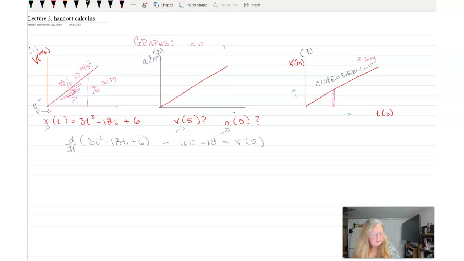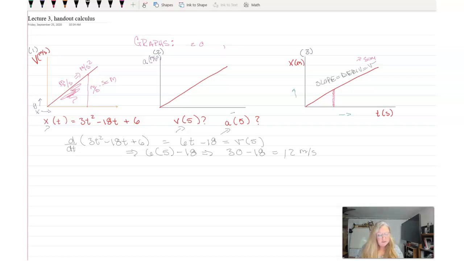So evaluating this gives me my velocity, and let's evaluate it at 5 seconds. That's what the 5 in the parentheses means. So we get 6 times 5 minus 18, otherwise known as 30 minus 18, equals 12. So what do I have? This is 12 meters per second. So I have this velocity changing between 0 and 5, and I'm going 12 meters per second at that point in time.